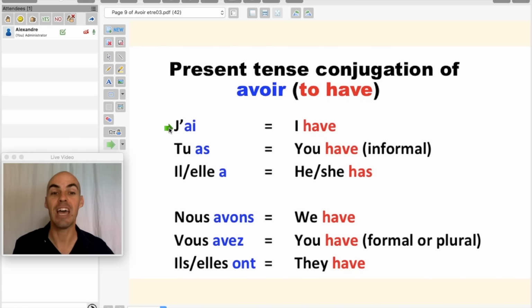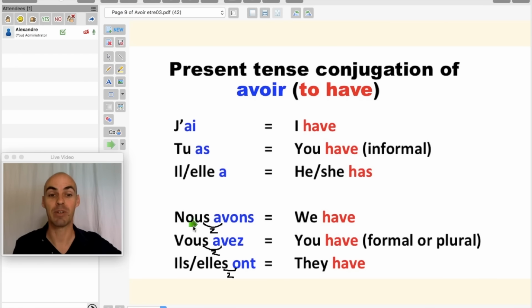I have, j'ai, then tu as, il a, elle a, nous avons, vous avez, ils ont, elles ont. I'll say it more slowly and try to repeat after me. J'ai, tu as, il a, elle a, nous avons, vous avez, ils ont, elles ont. Again, that's how I read it when I go slowly, d'accord?